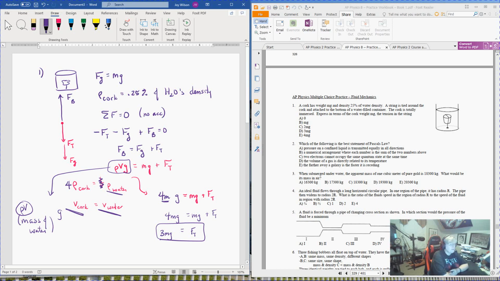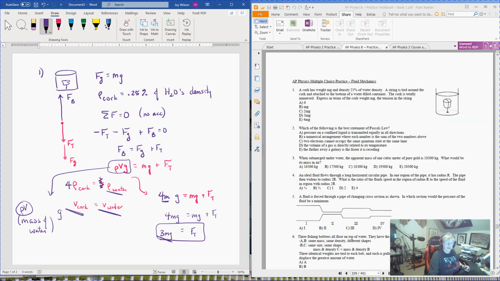Another way to work this problem is to think to yourself, okay, if the cork was floating, only 25% of the cork would actually be underneath the water. So 3/4 of the cork would be outside the water, so 3/4 of the weight would be outside the water. That's another way to think about it.